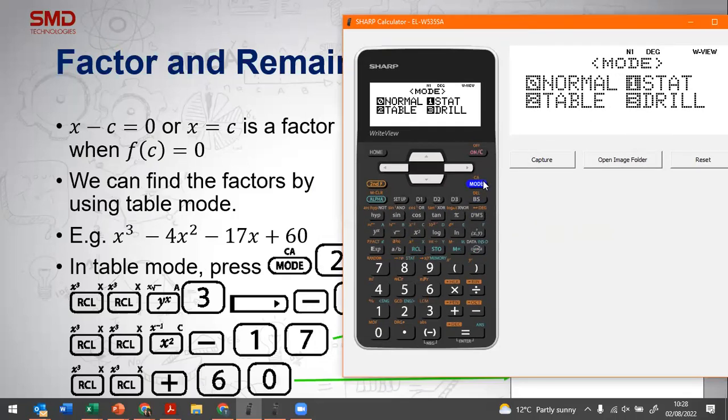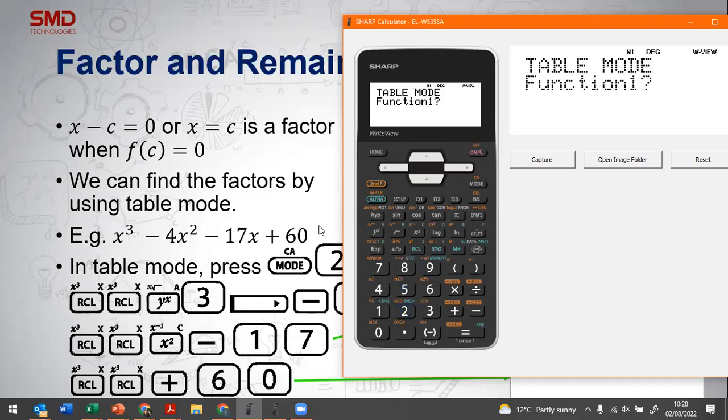So we're going to use table mode, and we're going to plug in this expression. To make an x, we press RCL twice. The quick way is just to press your exponent button and press 3, and then press your right arrow key, minus 4, RCL button twice, squared, minus 17, RCL button twice, that's 60.